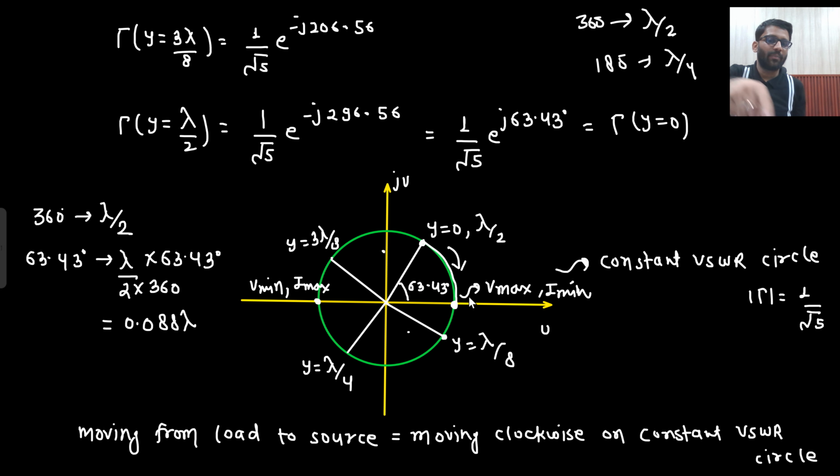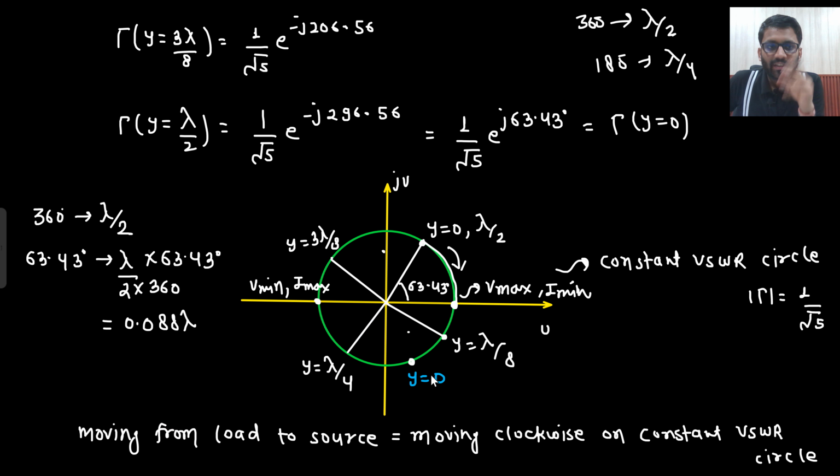On the real axis in the positive direction, you will always get the point of V maxima and I minima, and in the negative direction, you will always get the point of V minima and I maxima. Now I will explain another thing. Let's say my y equals to 0 was here. I am assuming it.